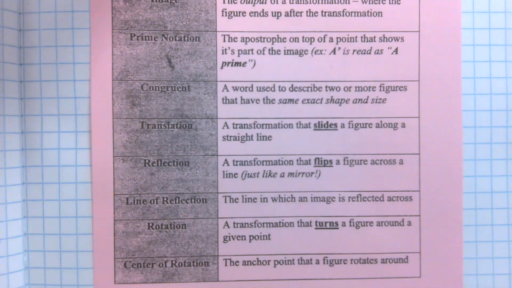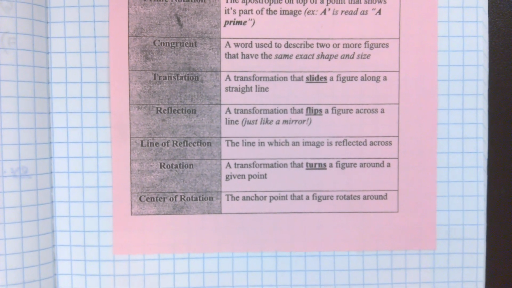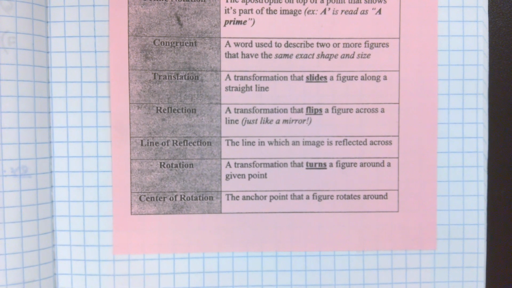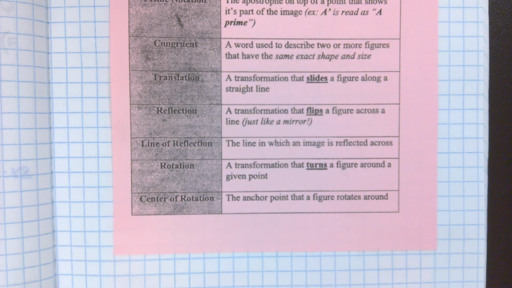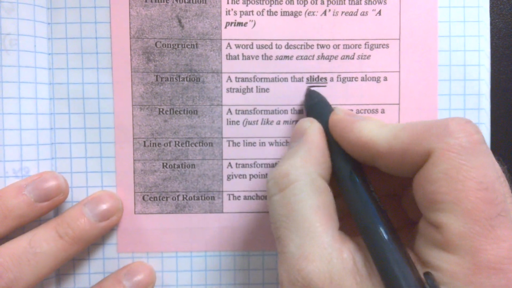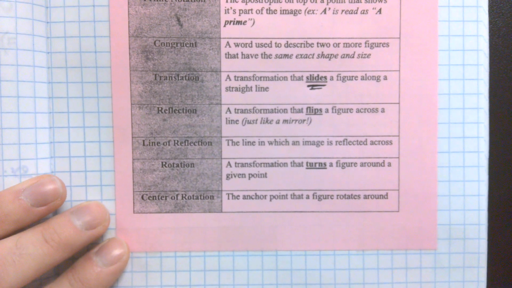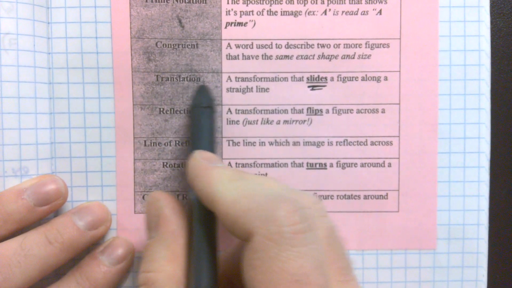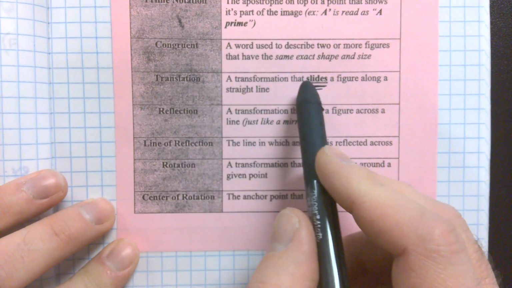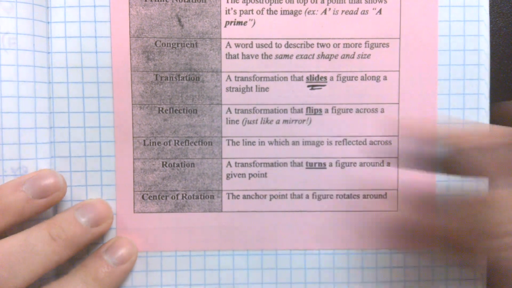And the last term, someone wants to help me out by reading translation. Devin, go for it. Transformation that flips a figure across the line. Let's read translation, sorry. I don't know what I said, but translation is what we're reading. Perfect. A transformation that slides a figure along a straight line. So translation is what we're going to be focusing on today, also called a slide. All right? So let's get into it.